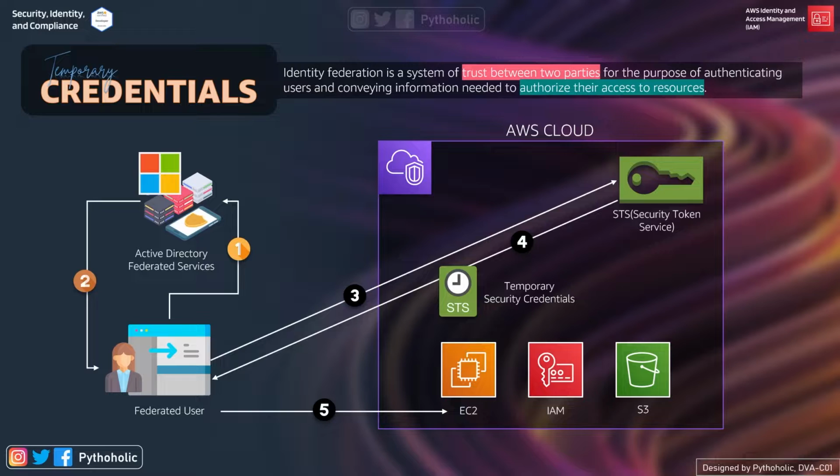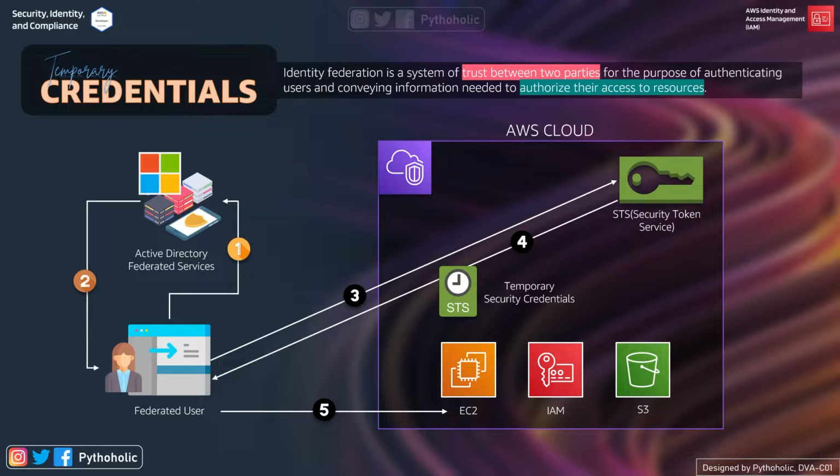And now it will be easier for us to understand the statement written above. Identity federation is a system of trust between two parties for the purpose of authenticating users and conveying the information needed to authorize their access to resources. So it is a system of trust between two parties, and the purpose is authentication of users and conveying the information needed to authorize their access to the resources.